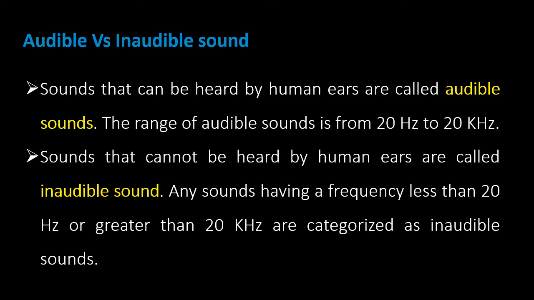Talking about the audible and the inaudible sound. Sounds that can be heard by human ears are called audible sounds. The range of audible sounds is from 20 Hz to 20,000 Hz. Sounds that cannot be heard by human ears are called inaudible sounds. Any sound having a frequency less than 20 Hz or greater than 20 kHz is categorized as inaudible sound.